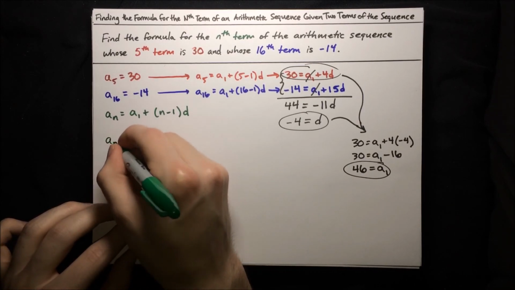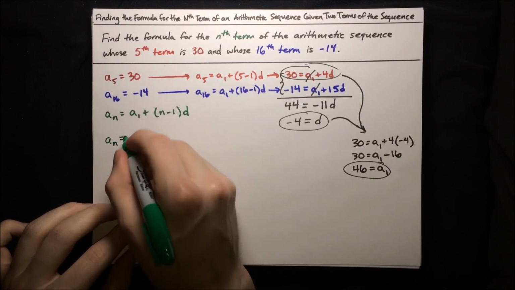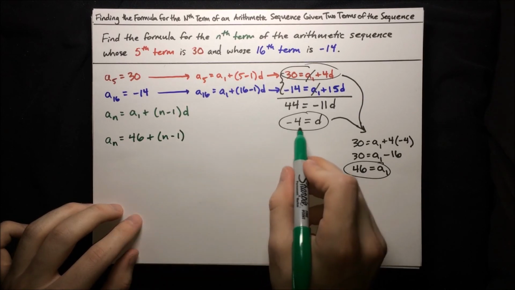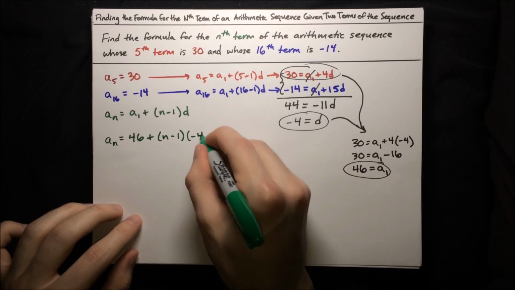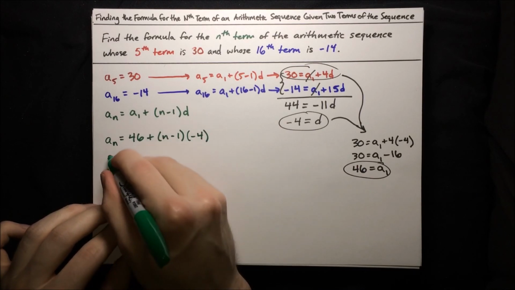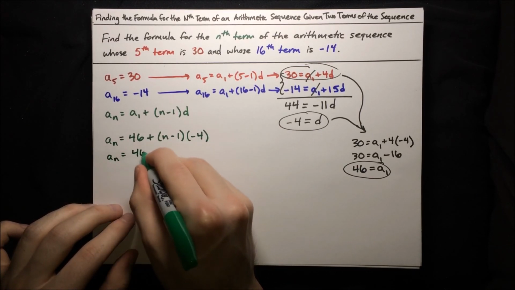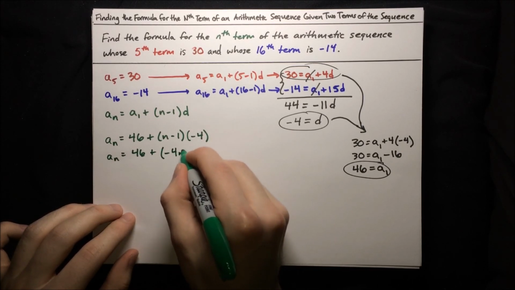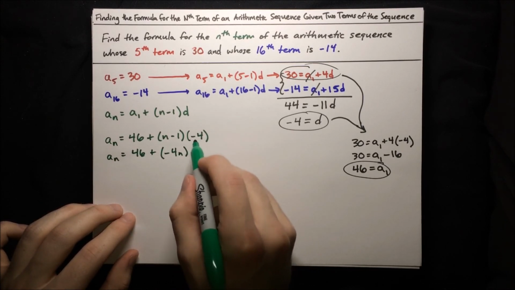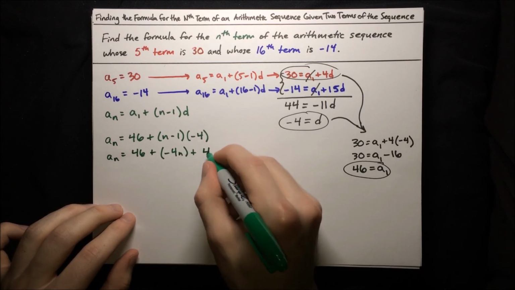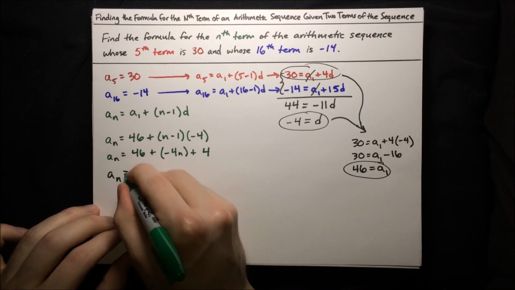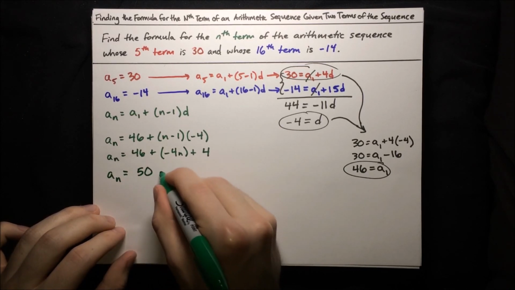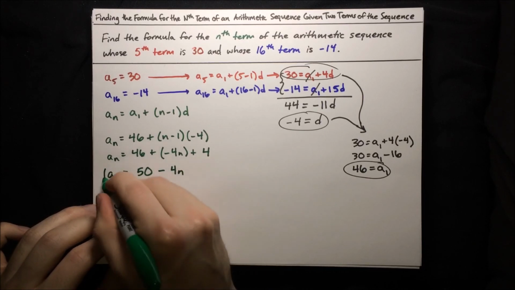So an is equal to a1. a1 is 46 plus n minus 1 times the common difference. Common difference is -4. And let's just simplify this. So an equals 46 plus -4 times n is -4n. And then plus -4 times -1 is just 4. Okay, so last step, collecting our like terms. 46 plus 4 is 50. So an equals 50 minus 4n. And that's it. We're done.